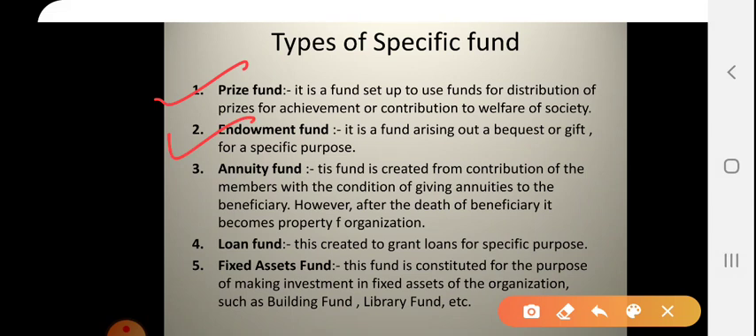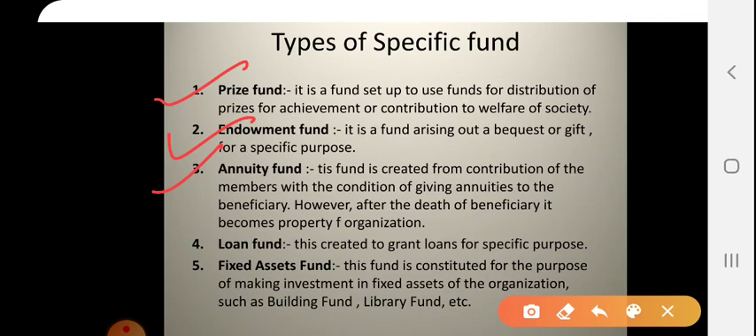The next is annuity and endowment fund. It is a donation also, where the donor puts some kind of condition that this income can be used for a specific purpose. Now the next is annuity fund. This fund is created from contributions of members with the condition of giving an annuity to a beneficiary.